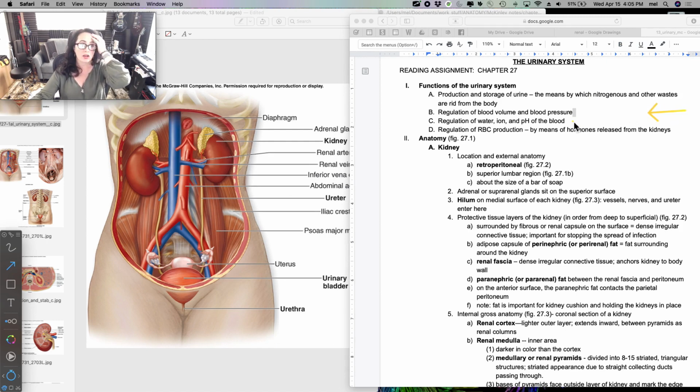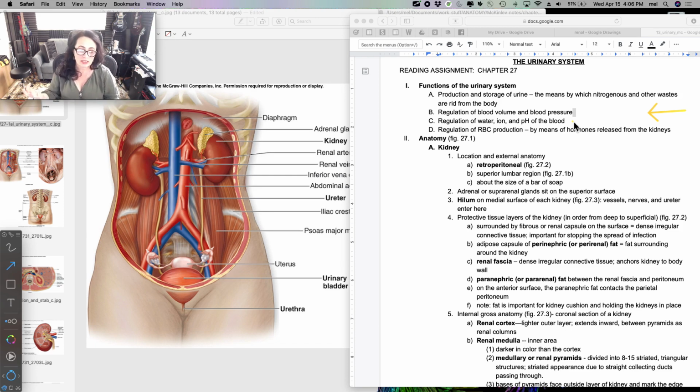And by sort of deciding what to pee out versus keep in the bloodstream, they are also regulating the water composition of your blood, the ion composition and the pH of your blood by, for instance, deciding how many H+ ions to keep in your bloodstream versus pee out. You can regulate the pH of your bloodstream.